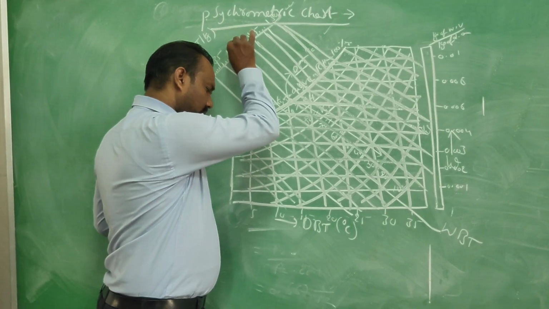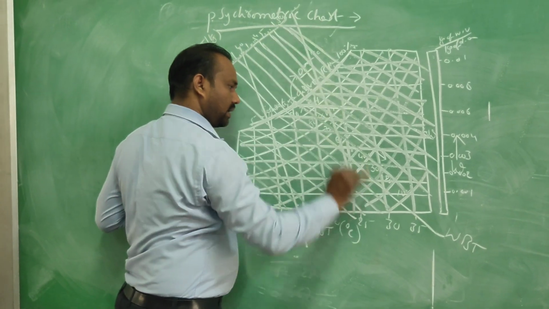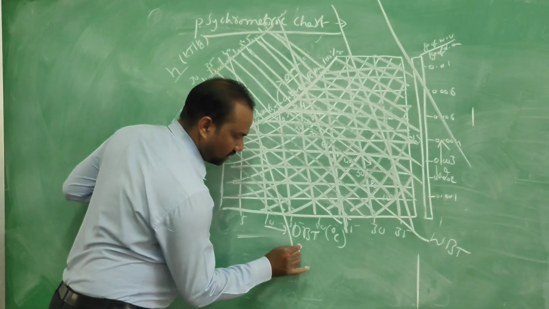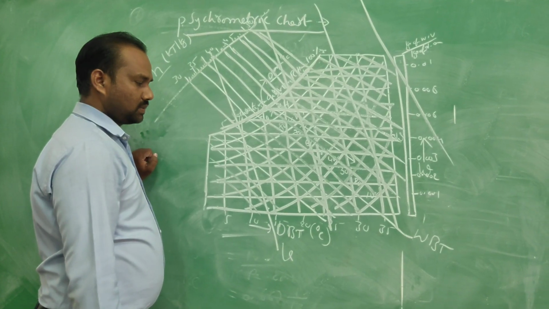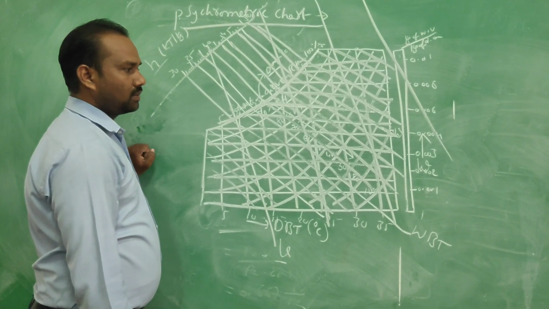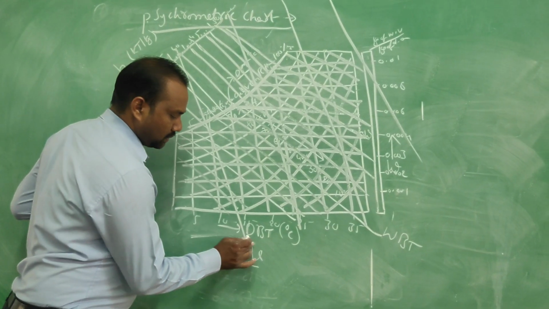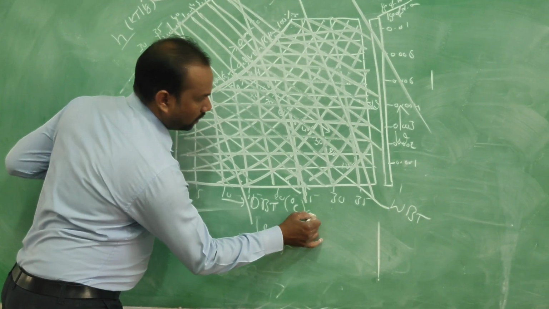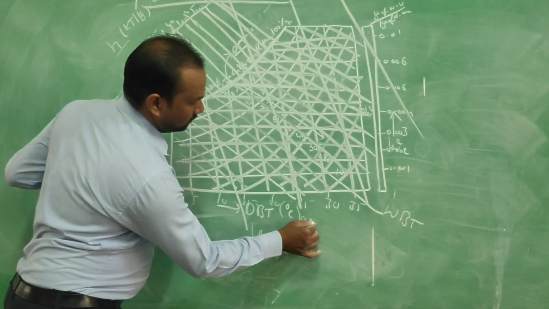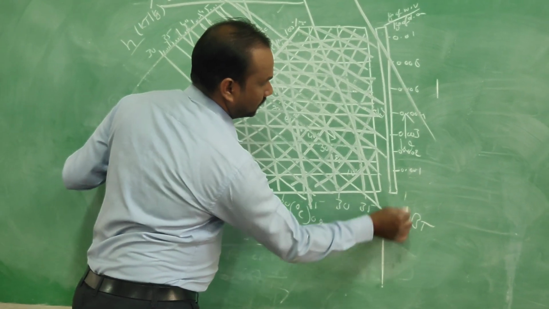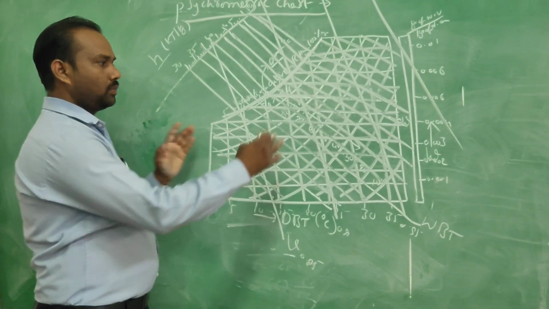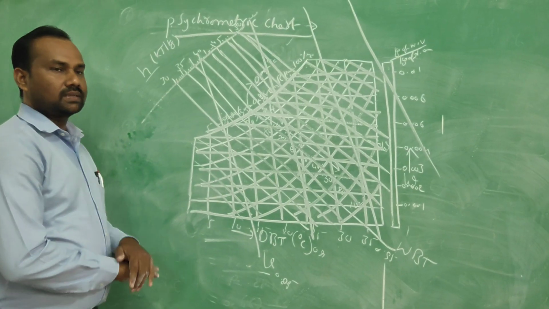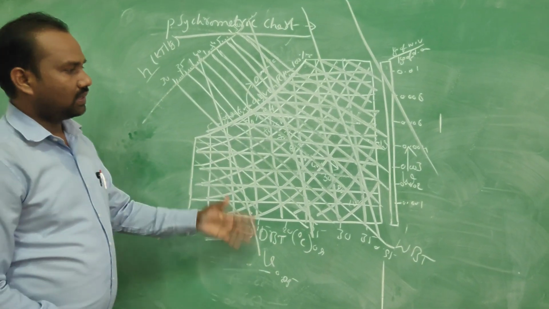Finally, there will be more divergent, more inclined, more slanted lines, and these are called specific volume lines. Specific volume lines are represented as 0.85, 0.9, 0.95, etc. More divergent, more inclined lines are called specific volume lines. So this is the representation of the psychrometric chart with various properties.